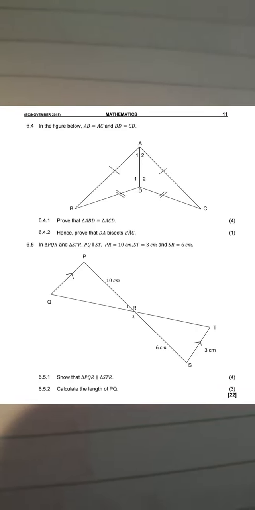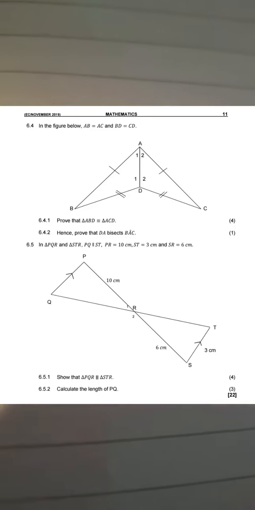So let's look at this one, 6.4. Prove that triangle ABD. It says in the figure below, firstly, AB is equal to AC. So we are given that AB is equal to AC. We are also given that BD is equal to what? CD. Then in 6.4.1, prove that triangle ABD is congruent to triangle what? ACD.